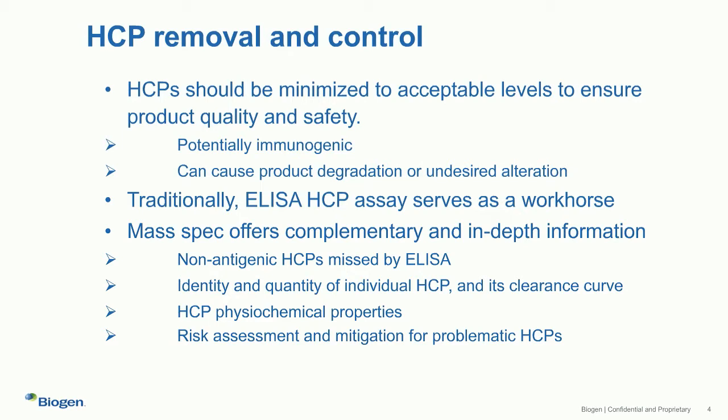With the information on the identity of the HCPs, we can also gain more information about the physical chemical properties of the HCP, which could be useful information for development of downstream purification. The identity can also provide more information regarding its potential impact on the safety, such as immunogenicity. Those could be leveraged in the risk assessment of the HCPs that are present in the final drug substance or drug product.